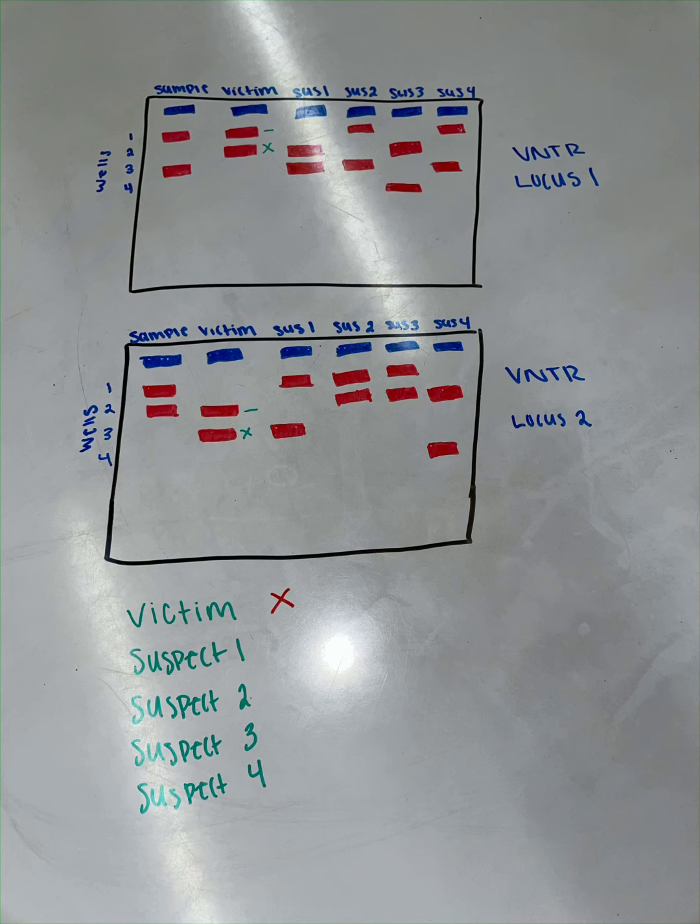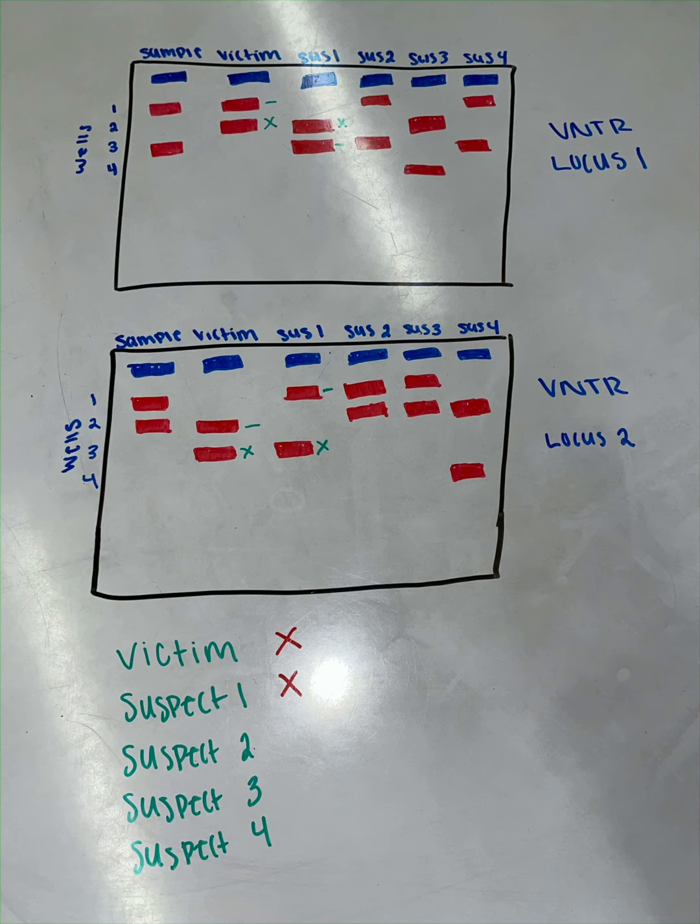The bands for the victim do not match up with the sample in the first locus. We can move down to the second locus to double check if this is the same case, and it is, excluding the victim from being the possible owner of the hair. We can now move on to suspect 1, and we see that in both loci, the bands do not match up to the sample. This allows us to also exclude suspect 1 from the pool of possible killers.